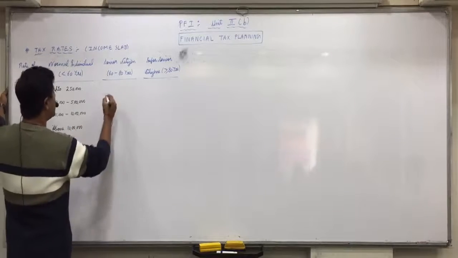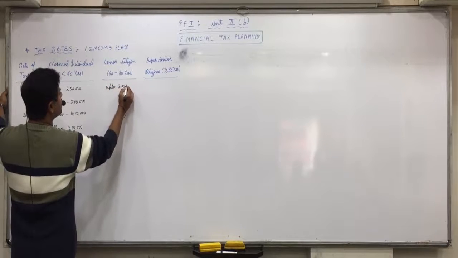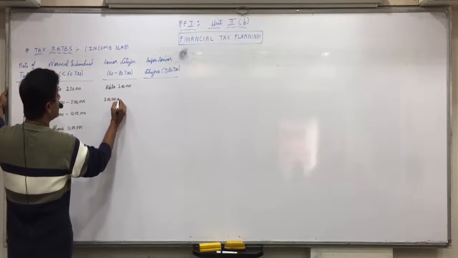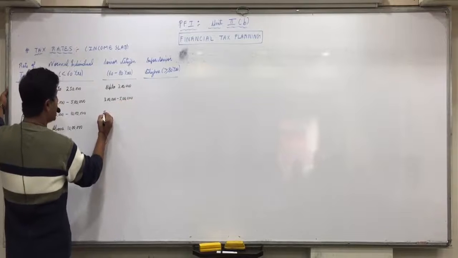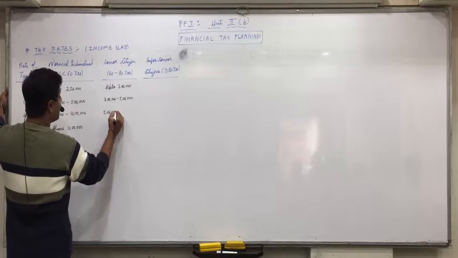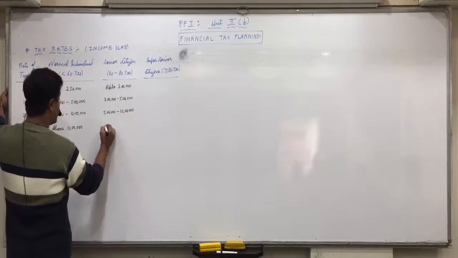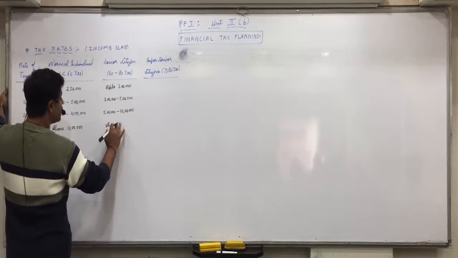Senior citizens up to 3 lakhs, no tax. 3 lakhs to 5 lakhs, 10%. 5 lakhs to 10 lakhs, 20%. And above 10 lakhs, 30%.